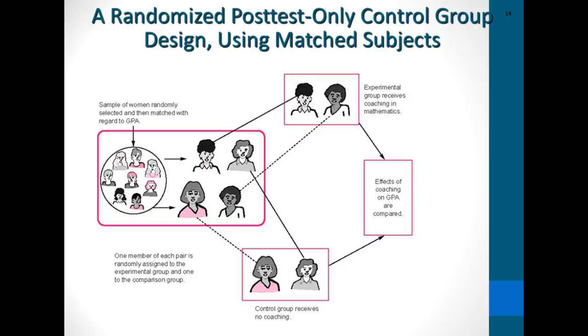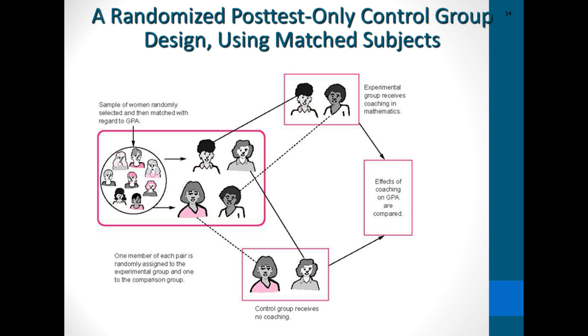But here's an example of using one of the strong or true experimental designs: a randomized post-test only control group design using matched subjects. So when you took a look at the sample, the researcher may have decided that they thought GPA would be a variable that could potentially be significant to the outcome. So you go ahead, you look at your group of subjects that were randomly selected, and then you put them into pairs based on their GPA.